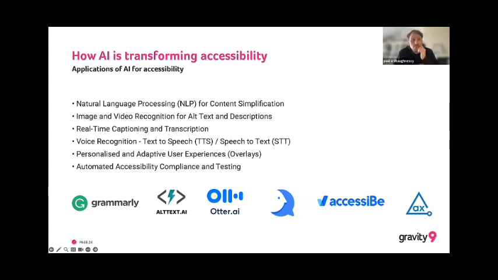Next up, we have personalized and adaptive user interfaces, otherwise known as overlays. And machine learning algorithms would be the AI technology associated with this space. They can learn user preferences such as font size, color contrast, and layout, and they can adapt the interface to the user in real time.